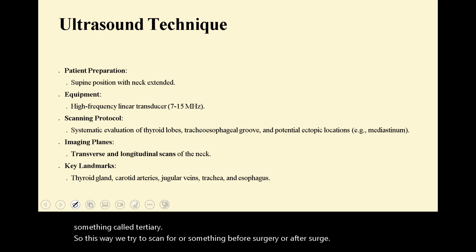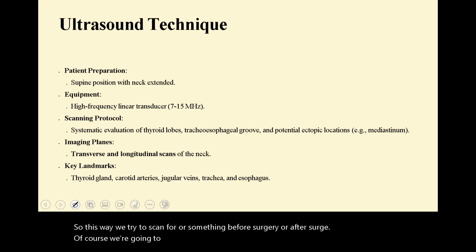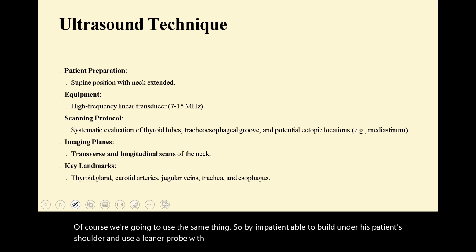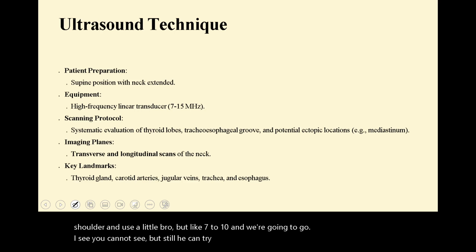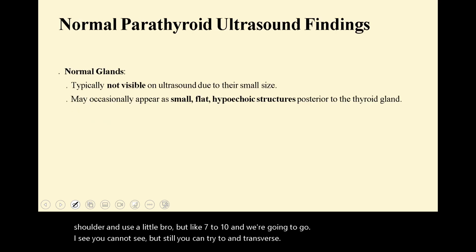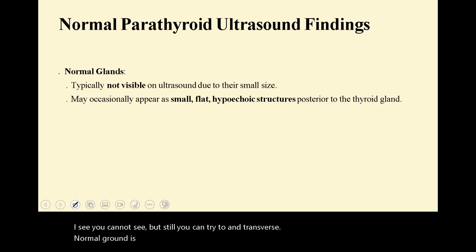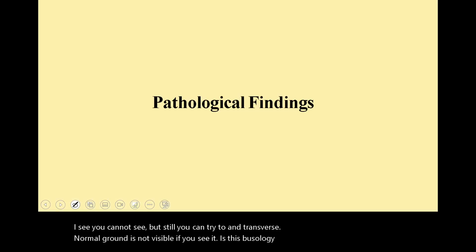Of course, we're gonna use the same technique. So you put a pillow under the patient's shoulder, and you use the linear probe at like 7 to 10, and we're gonna go. You cannot see it, but still you can try to go longitudinal and transverse. Normal gland is not visible. If you see it, it means it is pathology. So normally you don't see it.